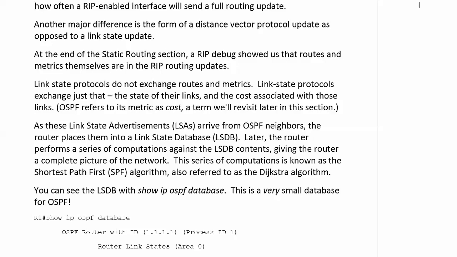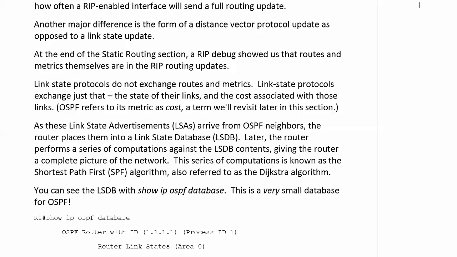Now those LSAs, the link state advertisements, as they arrive from OSPF neighbors, the router places them into a link state database, a database that's going to be just a little more complex than that username password database we made earlier. The good news is, even though the database freaks people out at first, the first time you look at an OSPF database, like, oh my gosh, what is all that stuff? Well, you really don't have to worry too much about what the individual entries are, because the Dijkstra algorithm is going to take care of it. It's going to run against the contents of that database, and it's going to give us a routing table, much like the one we're already familiar with from our static routing work.